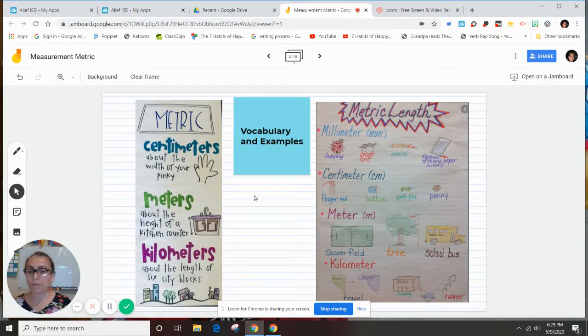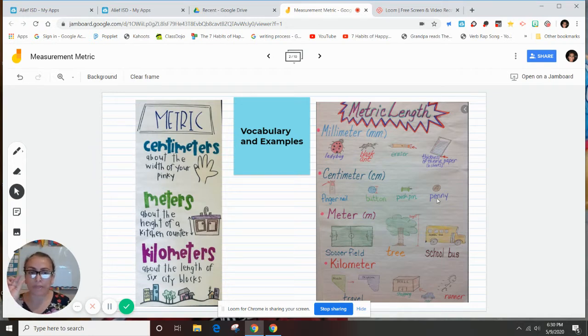And then we're going to go to kilometers. Kilometers is about the length of 6 city blocks, or you walk longer distances to measure in kilometers. Okay, as I was telling you, the millimeters is smaller than centimeters, so that's where you're going to find some bugs and some tiny things like a pencil eraser or the thickness of the lines on your paper where you write.